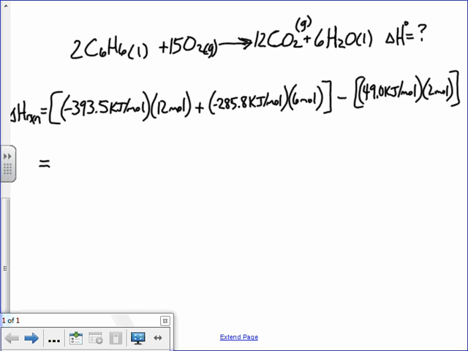So then all you have to do is work this all out and make sure you keep your signs correct. Negative 393.5 times 12 plus negative 285.8 times 6. And then you just subtract from that the 49.0 times 2. And so I'm ending up with, let me double check my answer to make sure I didn't miscalculate here. I did miscalculate. What did I do? They balanced it differently, but it shouldn't have made a difference. They just didn't multiply by 2 at the end.